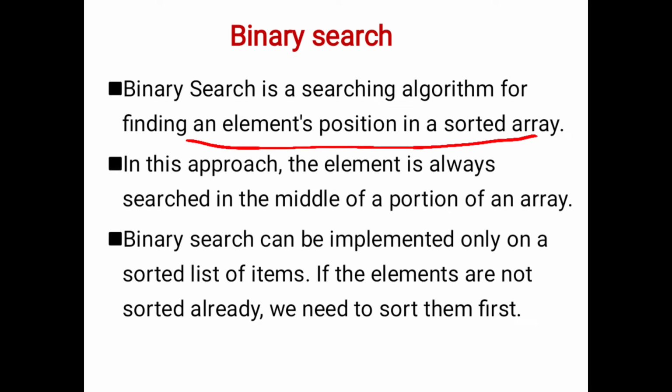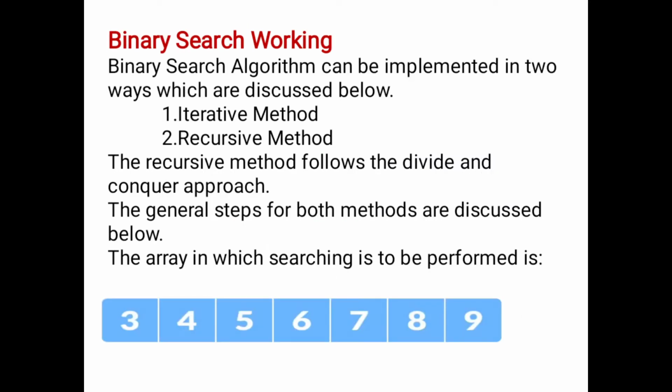That's the first point. The second one is the middle portion of the array: we search for a particular element's position in the middle portion of the array. Third, it can be implemented only on a sorted list. That is very important. If the elements are not sorted, we must sort them first, and only then do the binary searching process. Then how does it work?